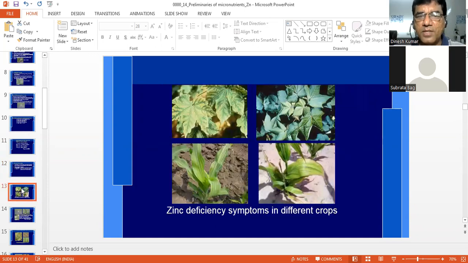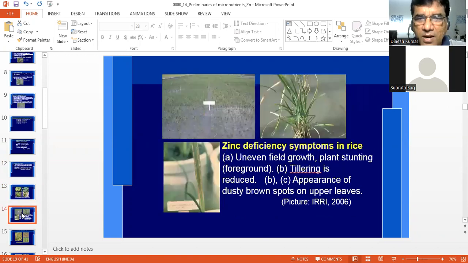You can see deficiency symptoms in different crops, maybe cotton and maize. And in rice, you can see tillering is affected. If you look at this picture, there is a sparse plant population. Within the plant, you can see dusty brown spots on the leaf in bands, and then complete drying of the leaves. So the first picture is uneven field growth, the plant is stunting. Number 2 is this one, tillering is reduced. And number 3, appearance of dusty brown spots on upper leaves. These kind of spots are dusty brown spots.